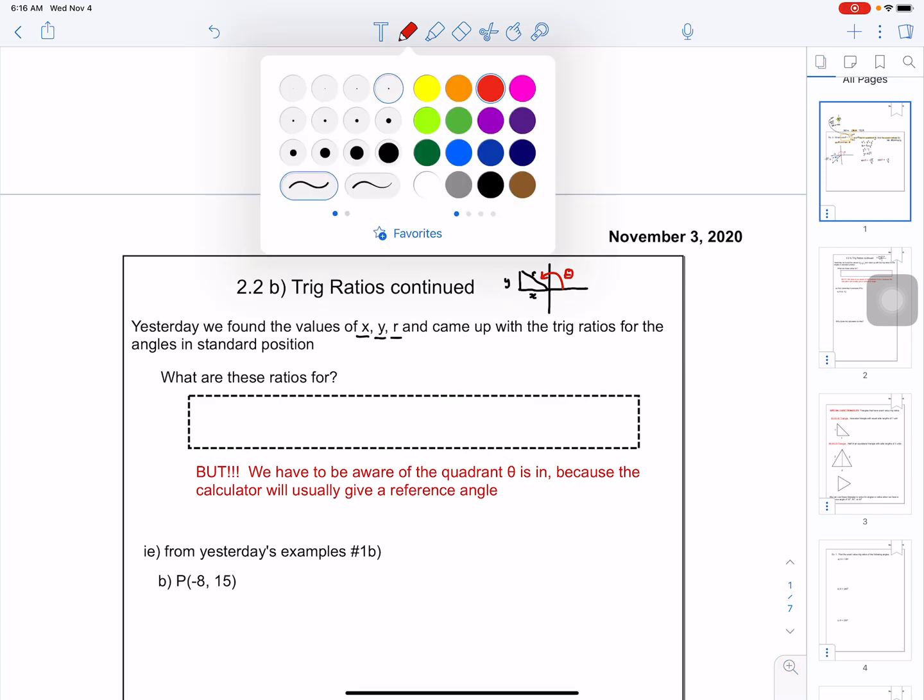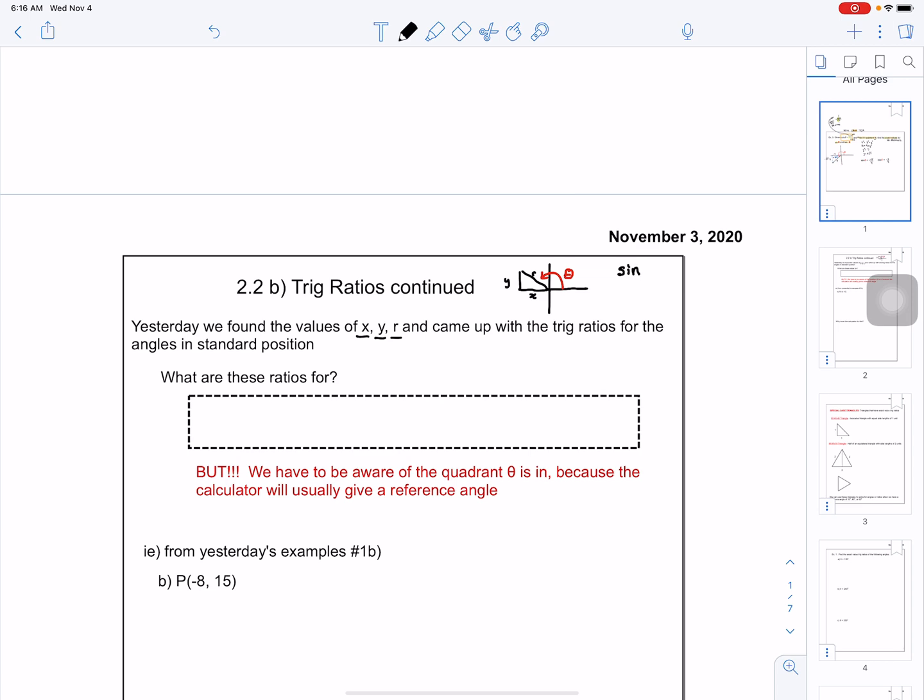X, Y, and R. So we had talked about sine of theta equaling Y over R, opposite over hypotenuse. We talked about cosine theta being X over R, which is adjacent over hypotenuse, and tan of theta equaling Y over X. So you can think about these values as X's, Y's, and R's, or you can just think about it as SOHCAHTOA with your opposite, adjacent, and hypotenuse on the reference triangle. Okay, now why are these ratios useful?